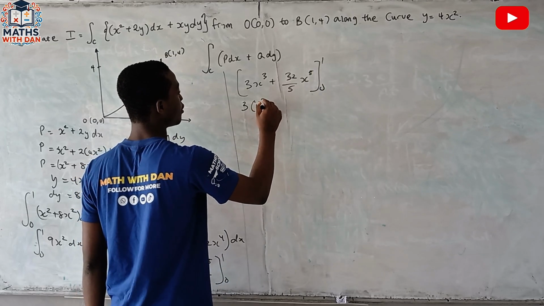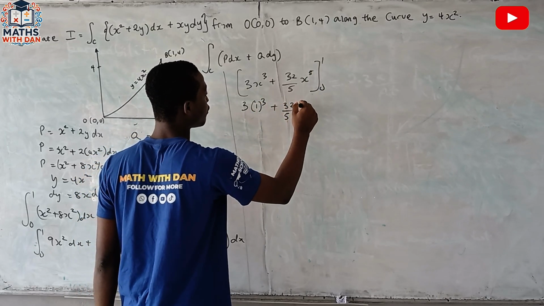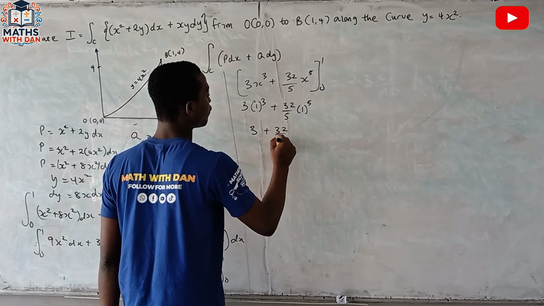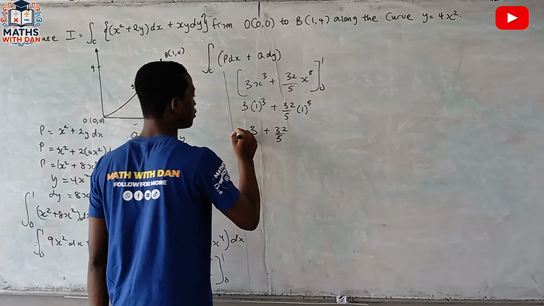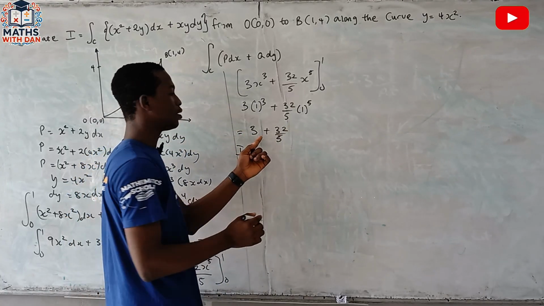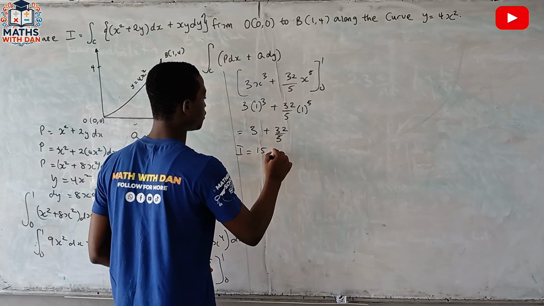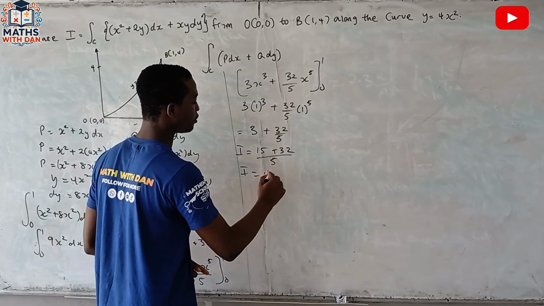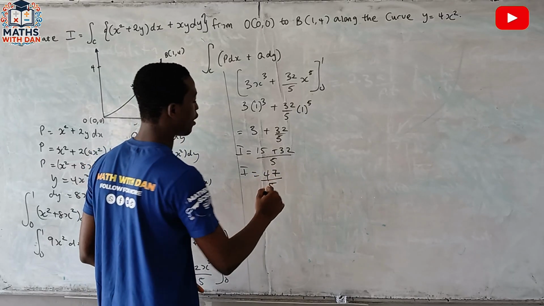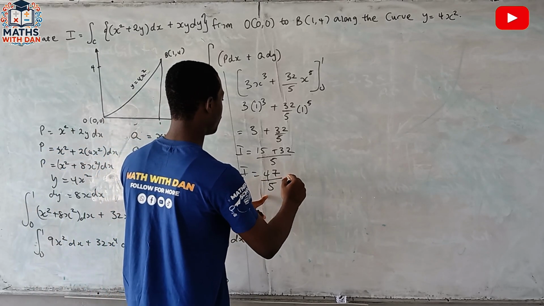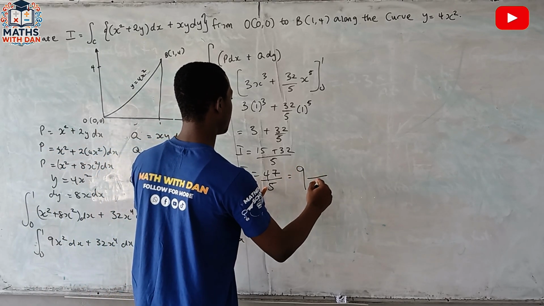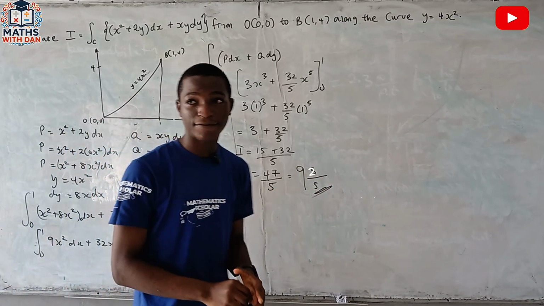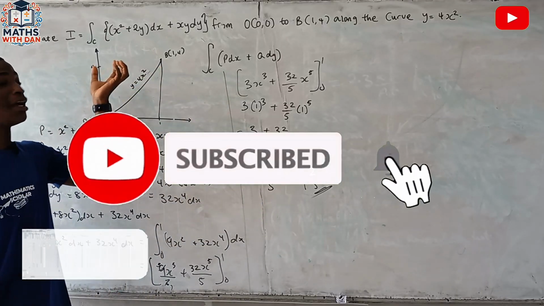3 times 1 cubed plus 32 over 5 times 1 raised to the power of 5. So you have 3 plus 32 over 5, right? So the integral will now be equal to, take the LCM, which is 5. 15 plus 32 over 5. So I will be equal to what? Which is 47 over 5. So 47 divided by 5 will give you 9 and 2 over 5. Then this is the value for the line integral, the value for I.